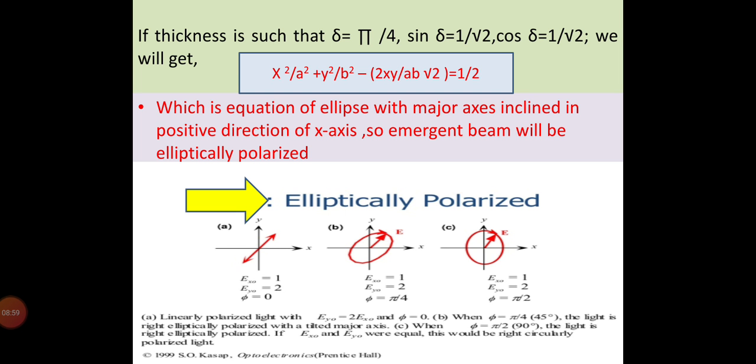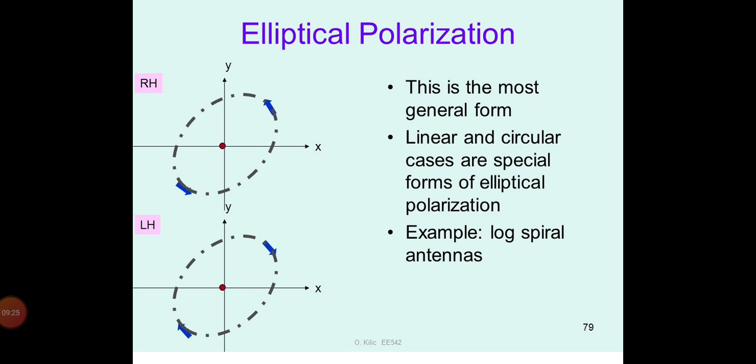In the figure you can also see that elliptically polarized light can produce plane polarized and circularly polarized light, meaning both are special cases of elliptically polarized light. We can see here that if phi is equal to 0 we get plane polarized, if phi is equal to pi by 2 then we get circularly polarized, and for phi equal to pi by 4 we get elliptically polarized light. So here I have shown that elliptical polarization is the most general form. Linear and circular cases are special forms of elliptical polarization, as I have already told you.